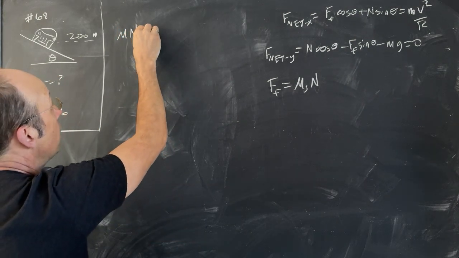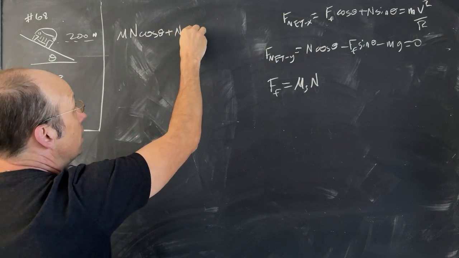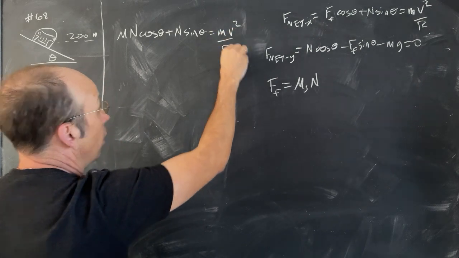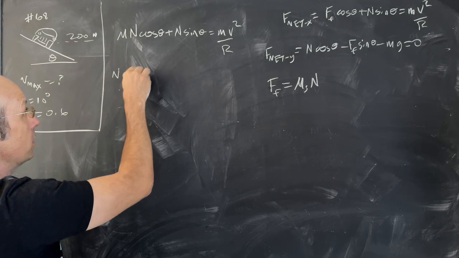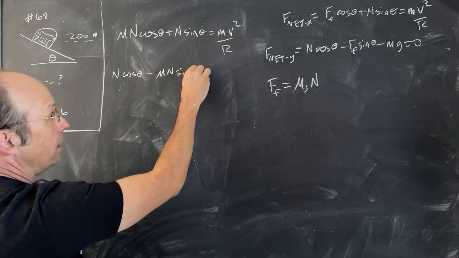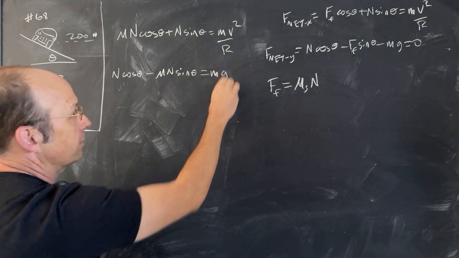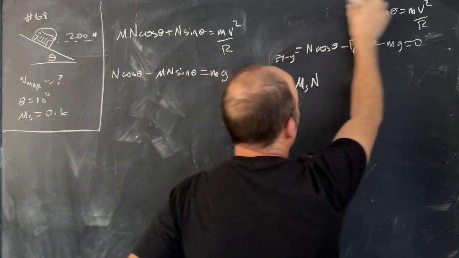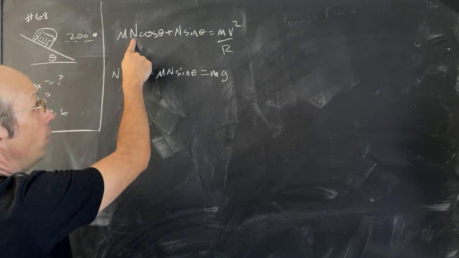Mu N cosine theta plus N sine theta equals mv squared over r. And then this equation is going to be N cosine theta minus mu N sine theta. I'm going to say equals mg. Right? I just added the mg to the other side. Okay, I did that, so now I can get rid of this stuff over here. Because now I have 2 equations, 2 unknowns. Right, I don't know N and I don't know v.